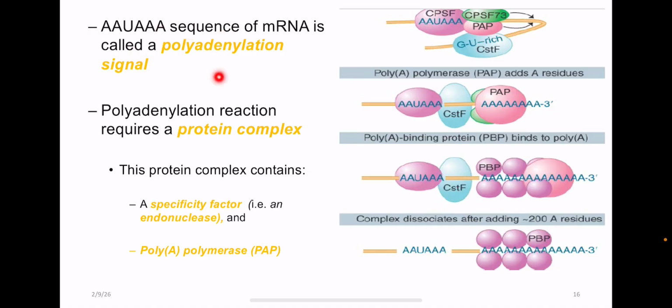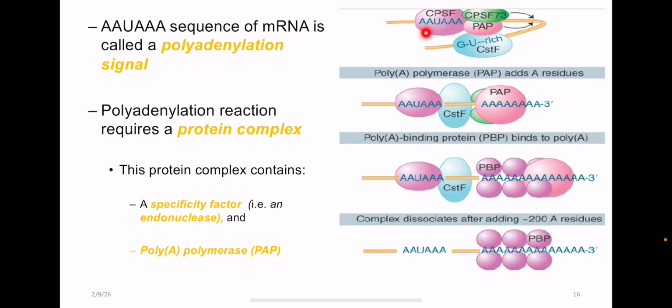So that's what triggers the polyadenylation, or the addition of the poly A tail. Polyadenylation requires a protein complex. For us to add the poly A tail, we will need a protein complex, and that protein complex contains an endonuclease and an enzyme that will add the polymerase. We know what an endonuclease does: it will cut. The poly A polymerase, or PAP, is what will be adding the poly A tail. So the endonuclease will cut and the poly A polymerase will add the poly A tail. This is how it works.